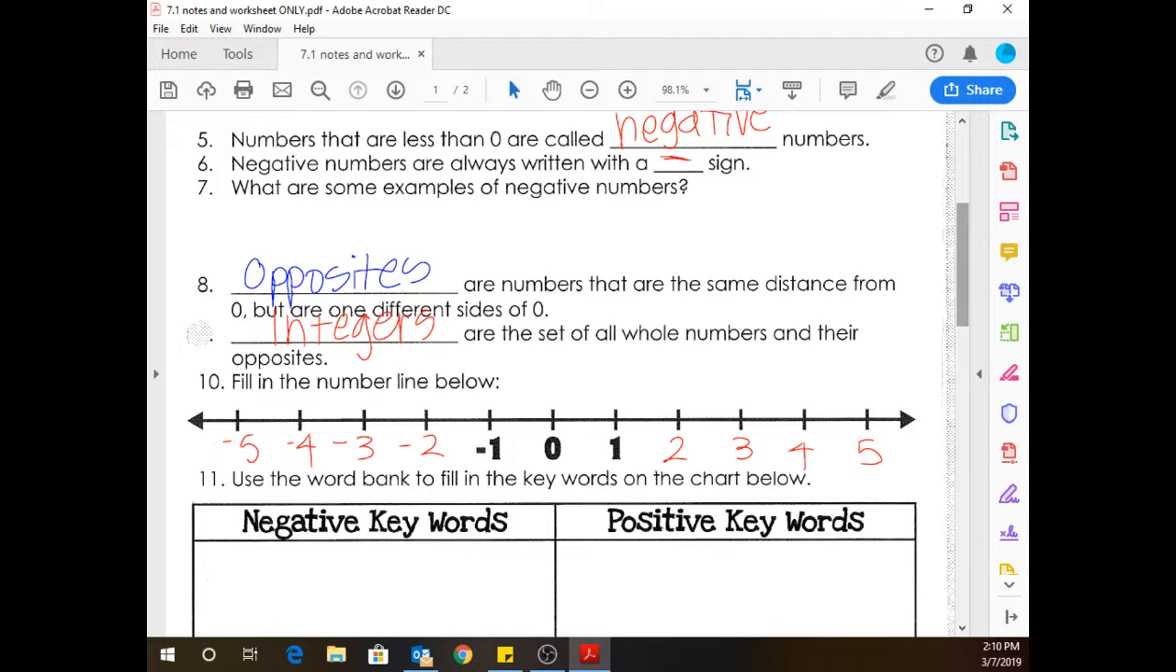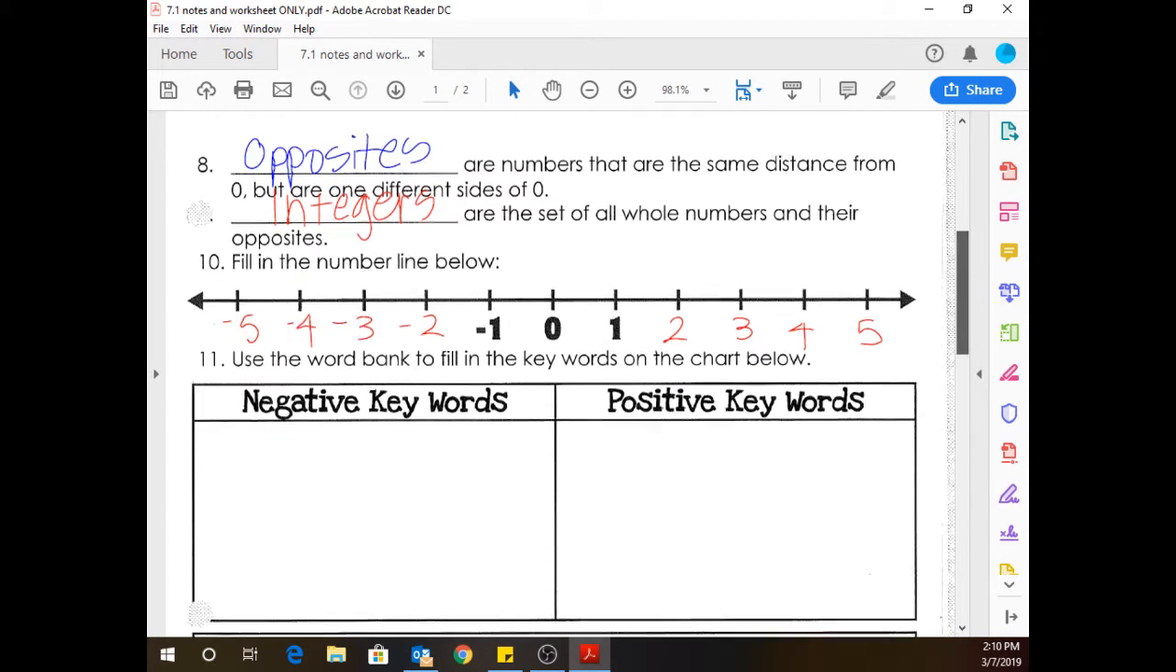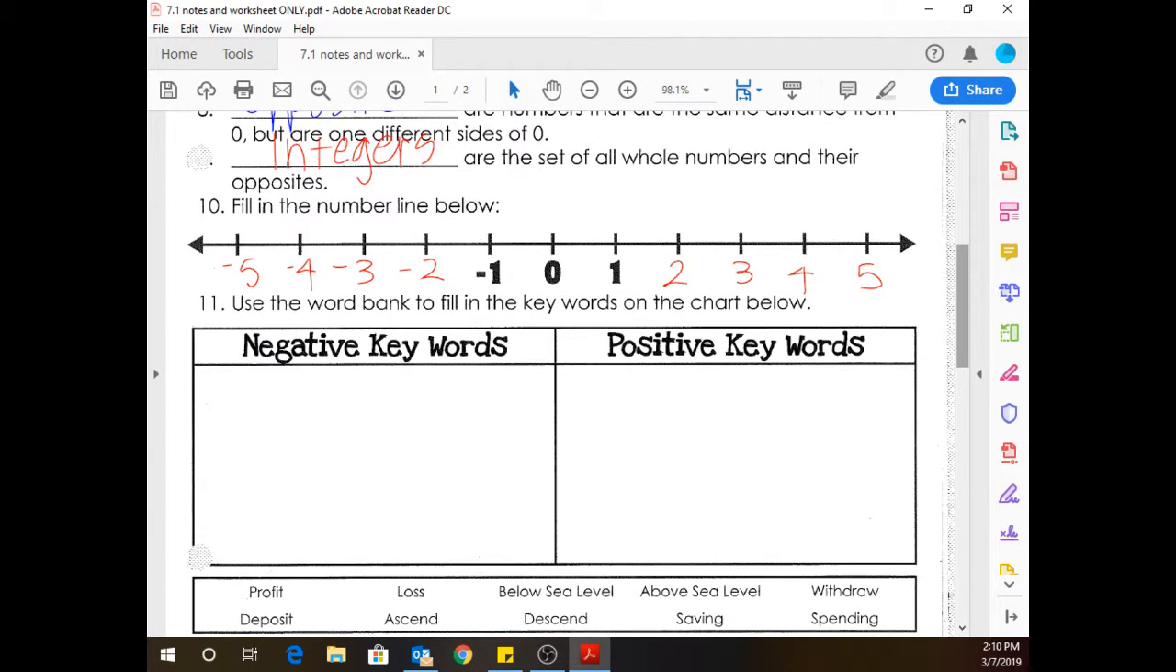Get out a different color. Everyone needs either a highlighter, a pen, something. If you need to borrow one, you can. There's some colored pencils up there if you need it. There's markers. All right.